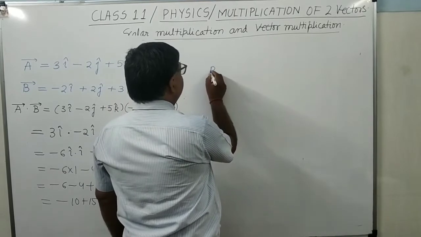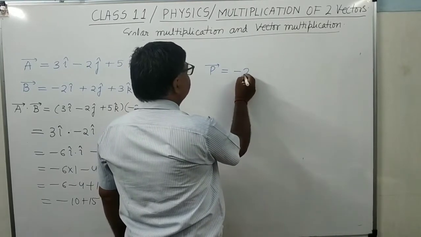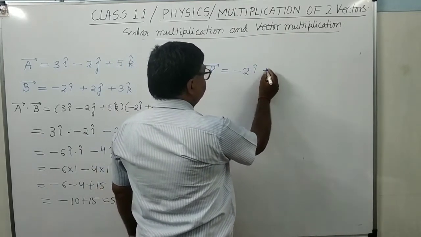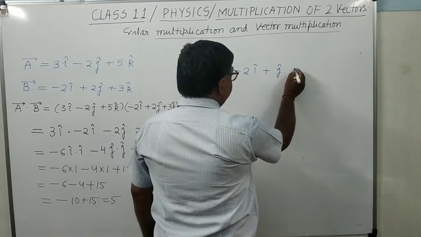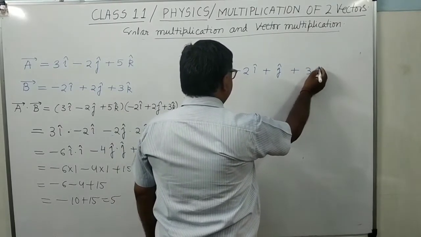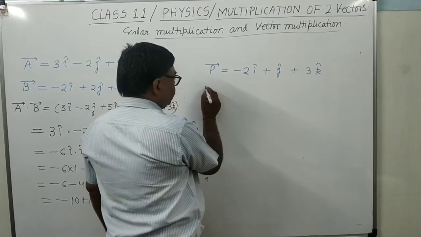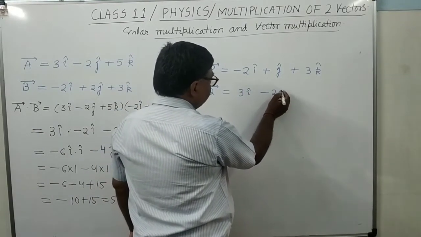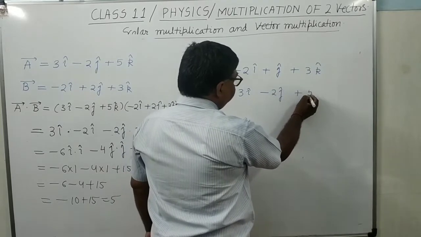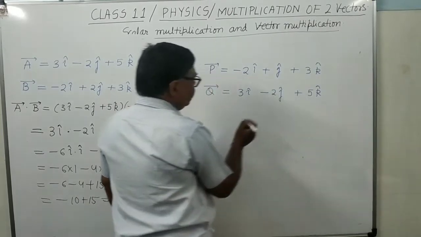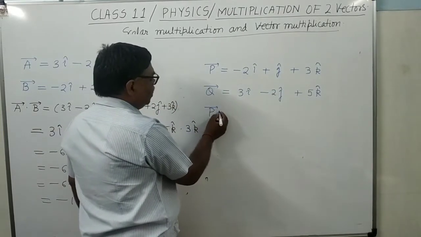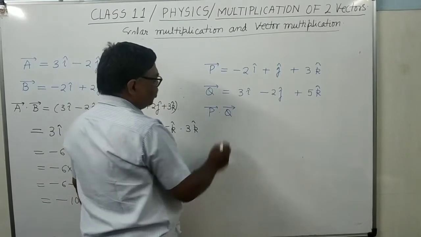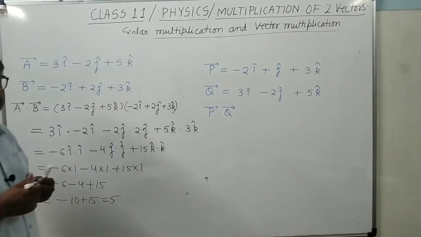Here vector P equals minus 2i plus j plus 3k, and vector Q equals 3i minus 2j plus 5k. And you have to find vector P dot vector Q. So what is the simple procedure?